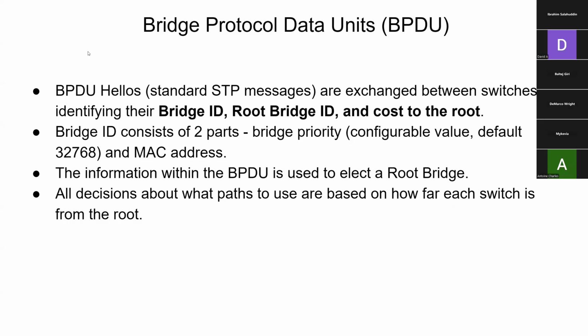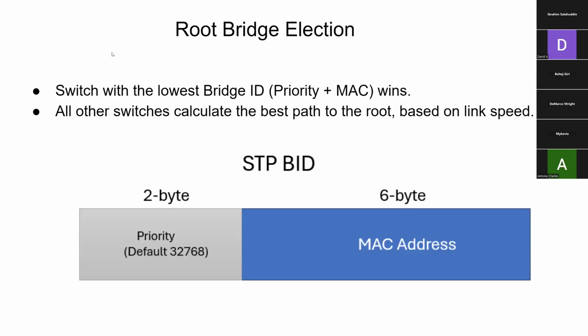The bridge ID consists of 2 parts. This is the bridge priority, which is a configurable value. Our default is 32,768. And then it's also based off of the MAC address as well, right? So this information within this BPDU is used to elect what's called a root bridge. The root bridge basically is just the root switch, right? Now, how do we get that root switch, right? The switch with the lowest bridge ID, which if we remember is the priority plus the MAC address, will win, right? Now, all of the switches are going to calculate the best path to the root based on their link speed, right?